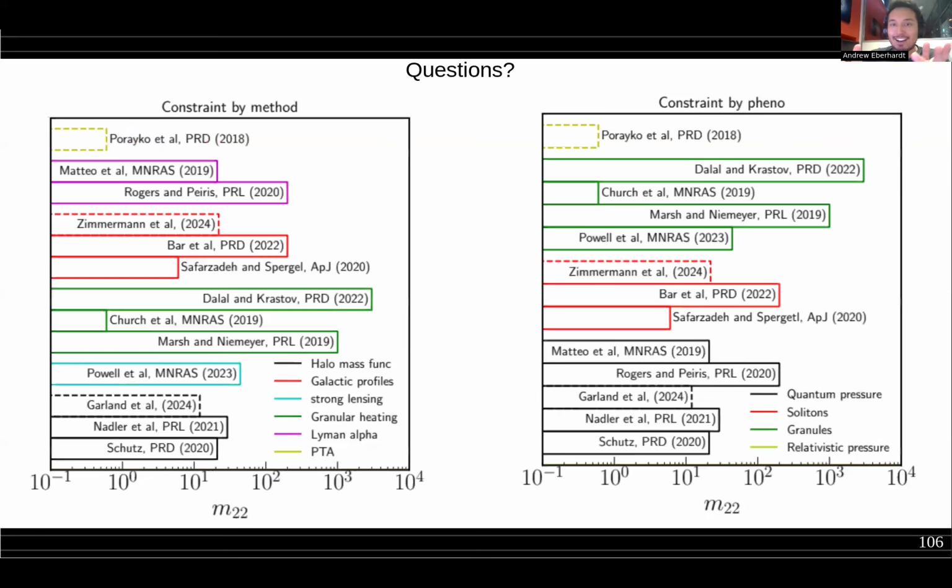So I'll end the talk here with this comparison of these two constraint plots, sorted by method on the left and Fino on the right.